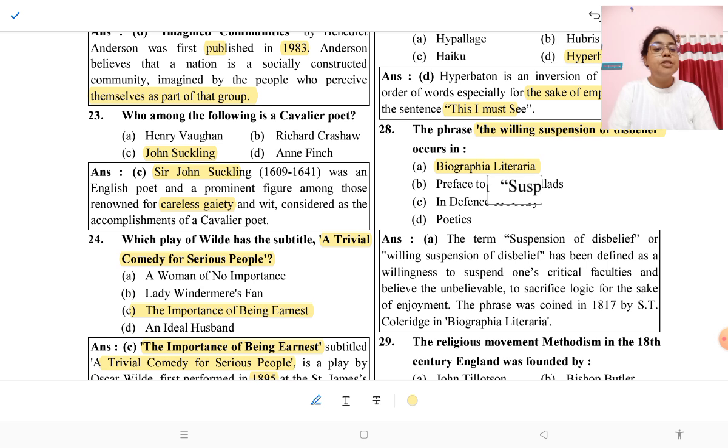The term suspension of disbelief, or willing suspension of disbelief, has been defined as a willingness to suspend one's critical faculties and believe the unbelievable, to sacrifice logic for the sake of enjoyment. The phrase was coined in 1817 by S.T. Coleridge in Biographia Literaria. So we give permission to the author that we will believe every single word you say.